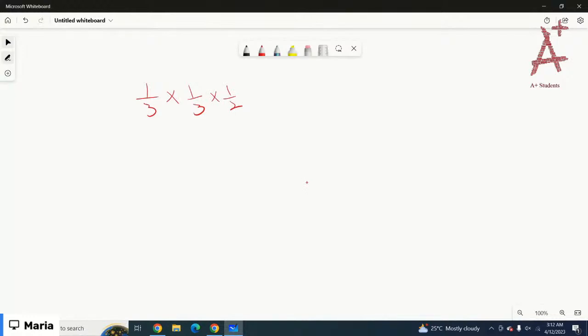So you have to multiply all the numerators. It would be 1 times 1 times 1, and then all the denominators. It would be 1 over 3 times 3 is 9, and 9 times 2 is 18. So it would be 1 over 18. Got it? The correct option is 1 over 18.